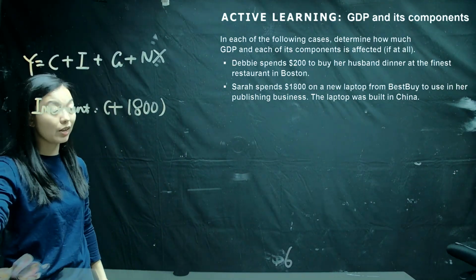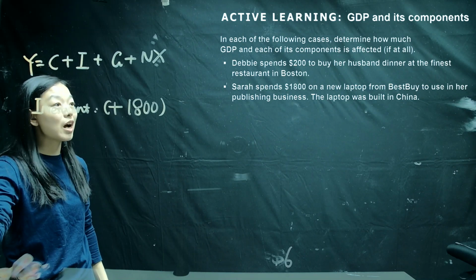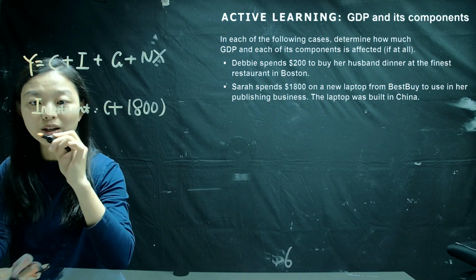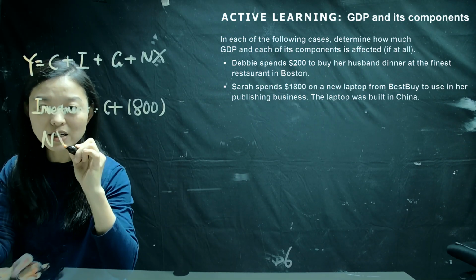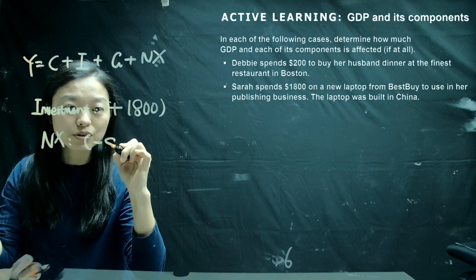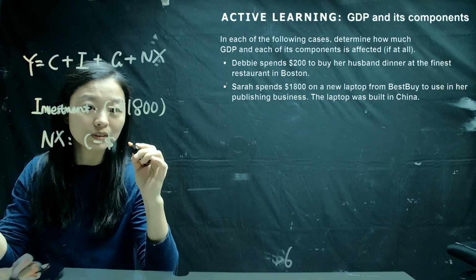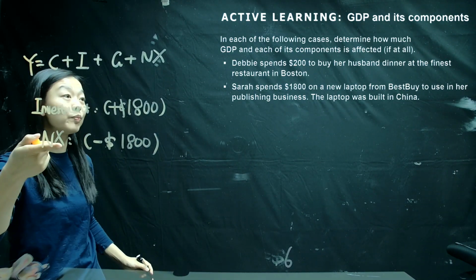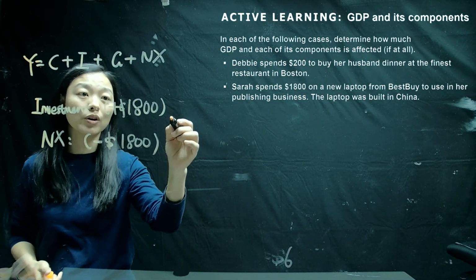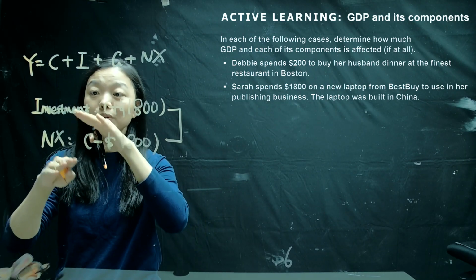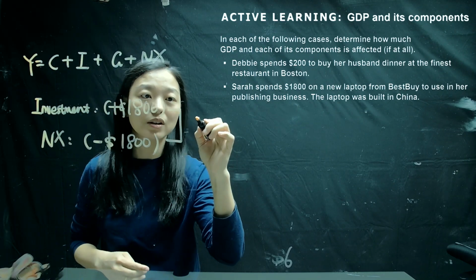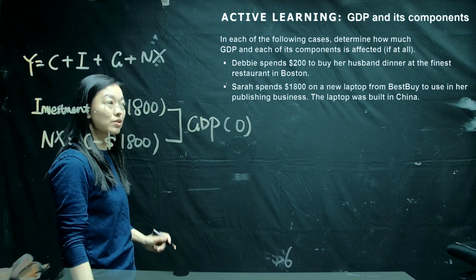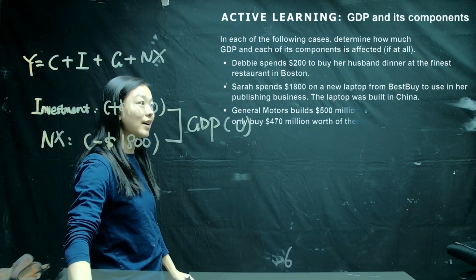However, pay attention, it also mentioned this laptop was made in China, which means we have imported it, right? So net exports here should subtract $1,800, because this laptop was made in China. Therefore, with these two components, there is nothing changes in GDP. There is nothing changes in GDP. Let's look at the last one.